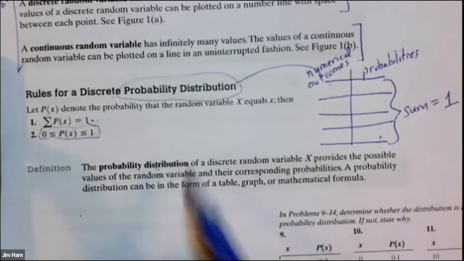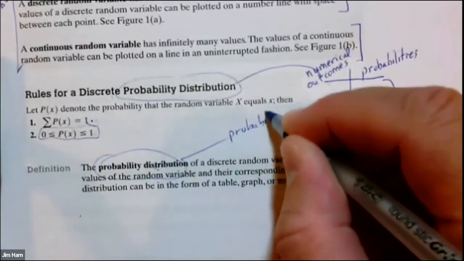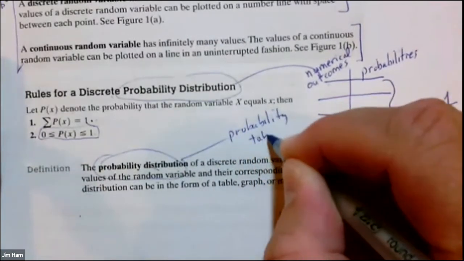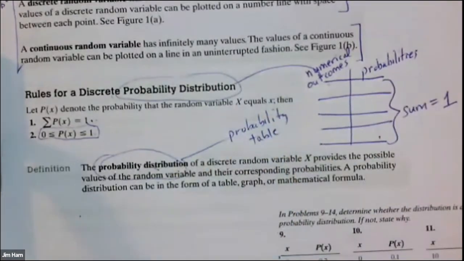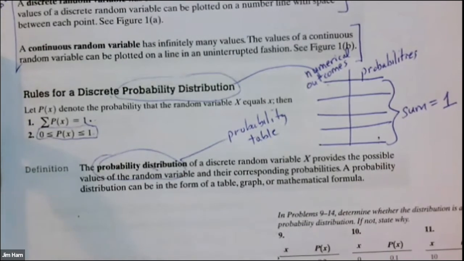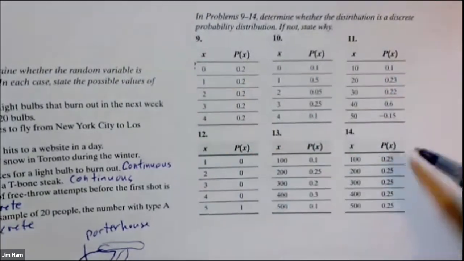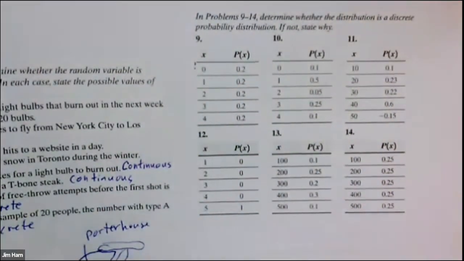You can think of the probability distribution as just being a probability table, a listing of all the possible numerical outcomes with the corresponding probabilities. Okay, so I think we've had some problems like this before. You have 6 examples, and what I'd like you to do is to circle the ones out of the 9 through 13. Circle the ones that are probability distributions.